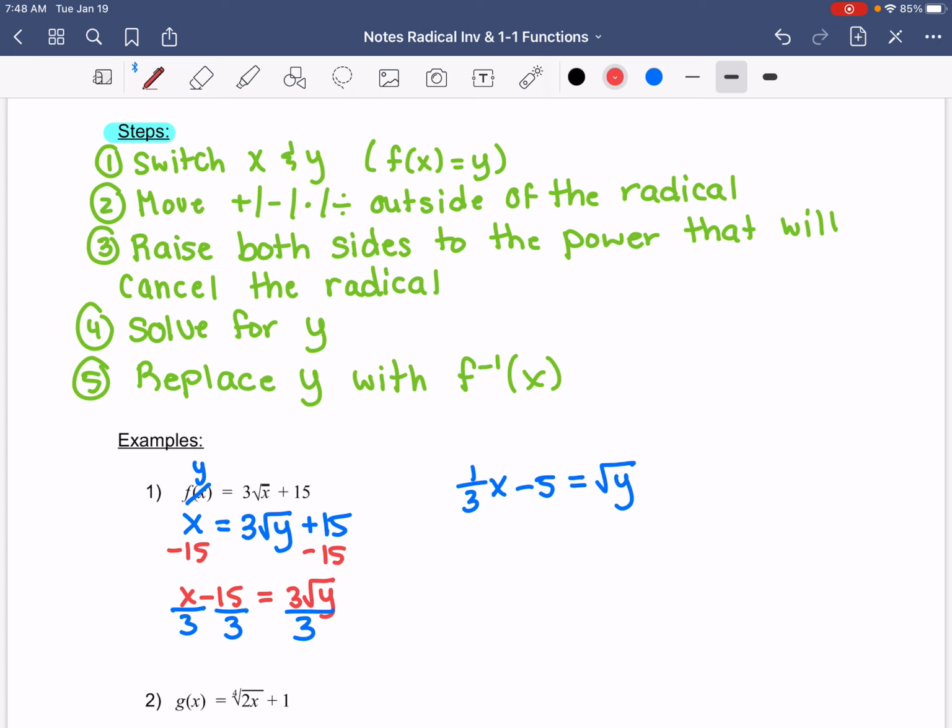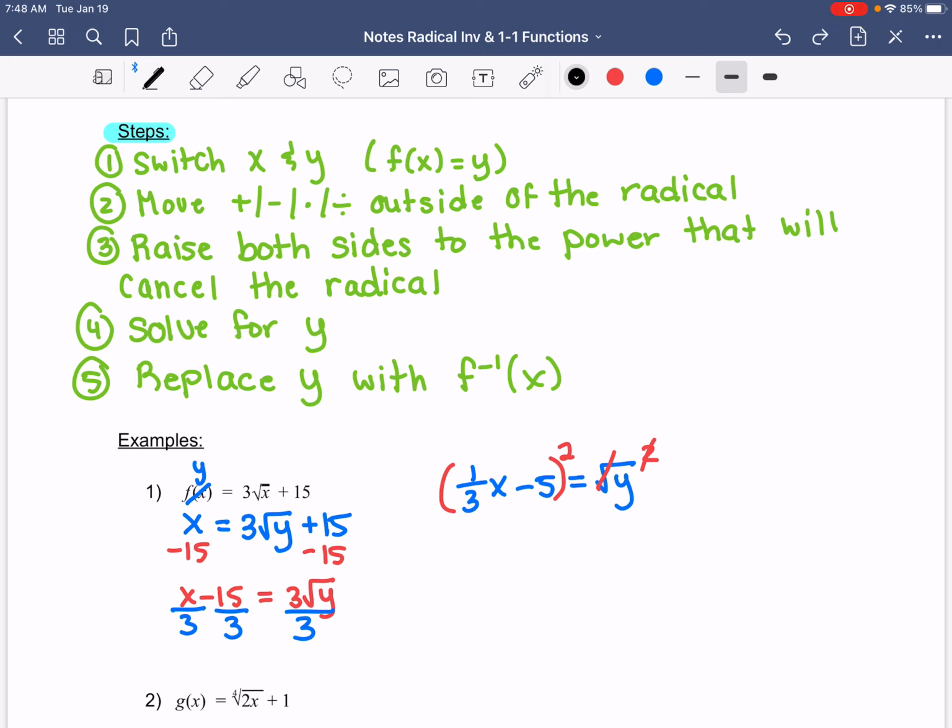The next step is to raise both sides to the power that will cancel the radical. So since this is a square root, I use a square on both sides. See how there's multiple pieces over here? I'm going to go ahead and put parentheses around them and raise that to the power of 2. So these guys cancel. Step 4 is to solve for y. The y is going to be the only thing under the radical, so I already have it solved for. I don't have to do step 4.